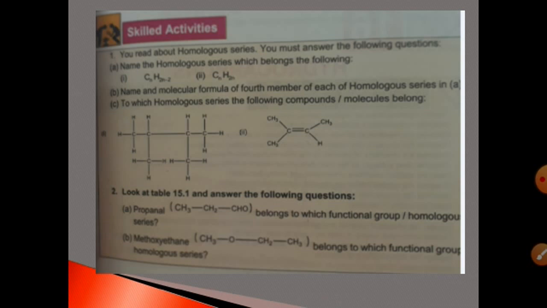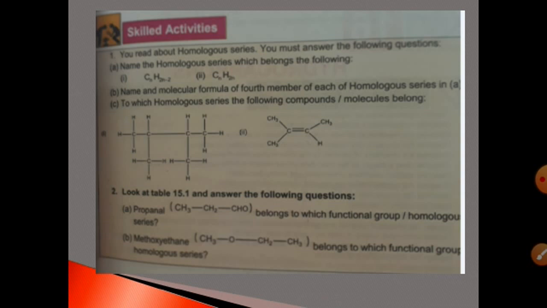To which homologous series do the following compounds belong? First, all the carbons have a single bond. So these are saturated organic compounds. Alkanes are the saturated hydrocarbons. So it shows the alkane homologous series. The number of carbons here is 1, 2, 3, 4, 5, 6. 6 carbon atoms are present, so its name is hexane.